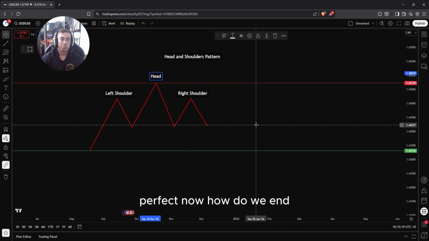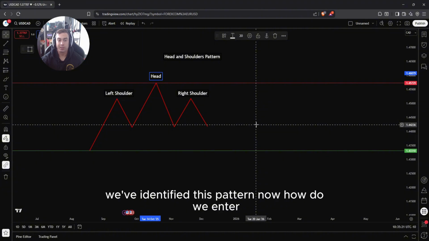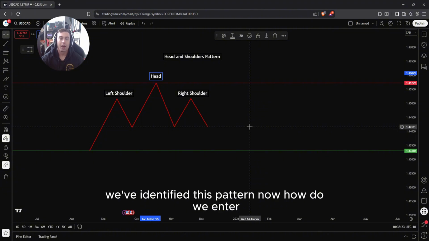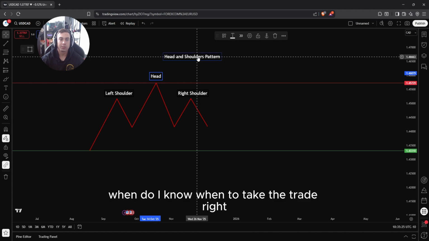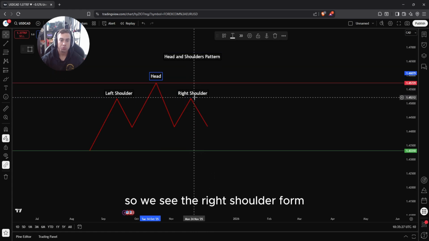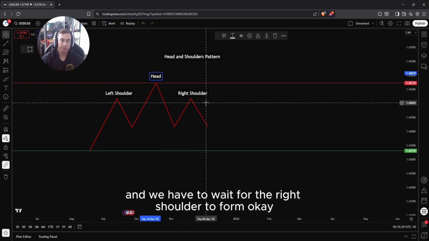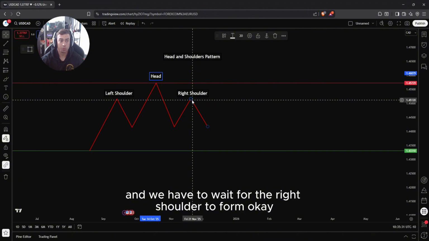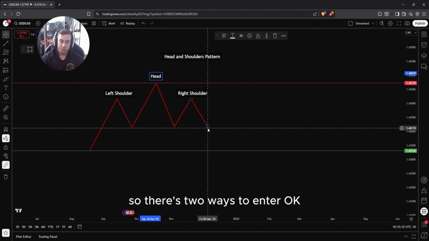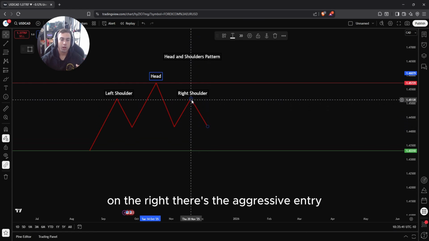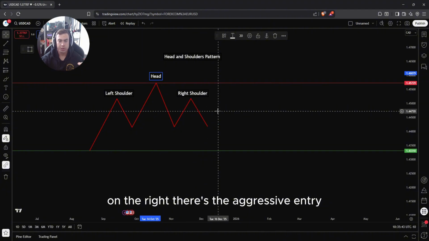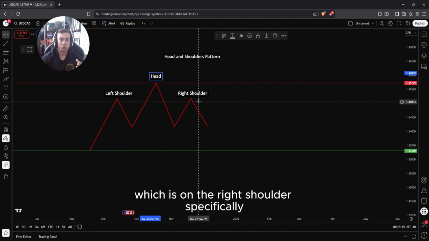Perfect. Now we've identified this pattern. How do we enter? When do I know when to take the trade? We see the right shoulder form. We have to be patient and wait for the right shoulder to form. There are two ways that I enter. On the right, there's the aggressive entry, which is on the right shoulder.